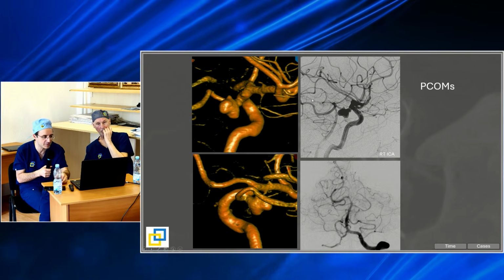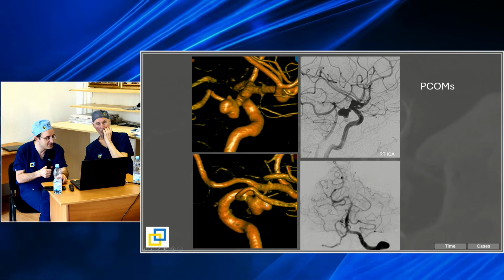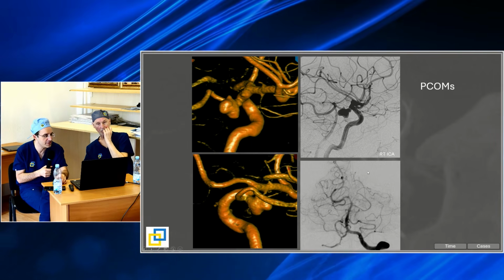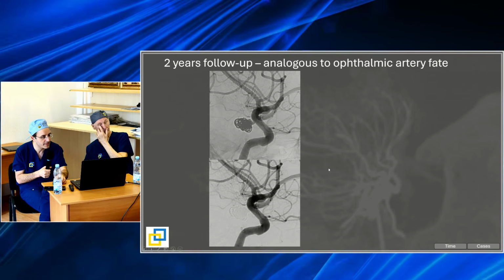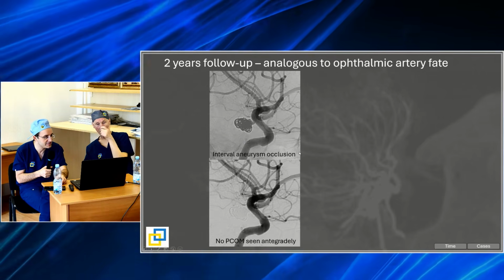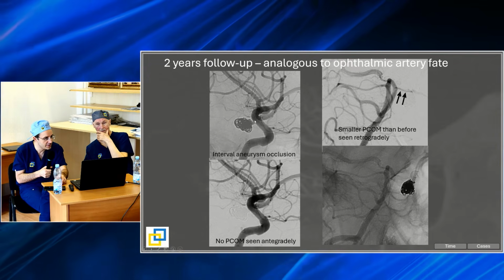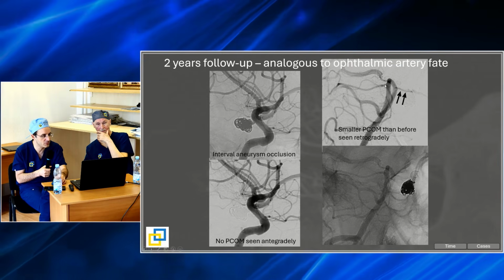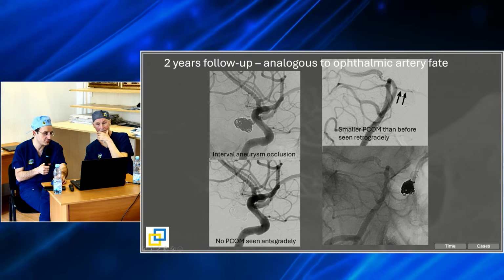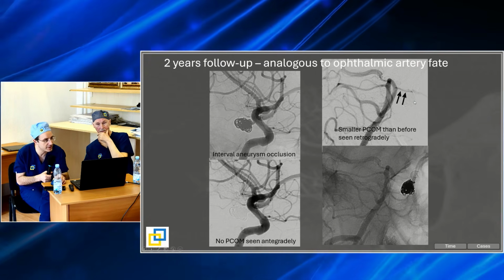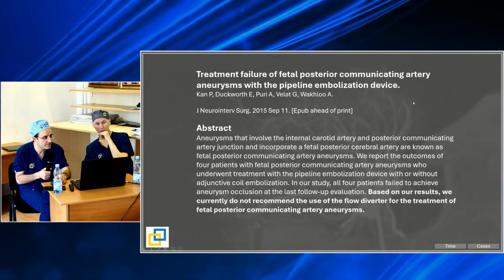So this is an example of a classic PCOM. On the right side, we have a good posterior communicating artery and a good P1 segment. So this is a right-sided aneurysm, and okay, we use this. What happens? The aneurysm is occluded. The posterior communicating artery is occluded. The P1 segment supplies the posterior cerebral artery and retrogradely supplies the posterior communicating artery territory. This is classic. Works very well.